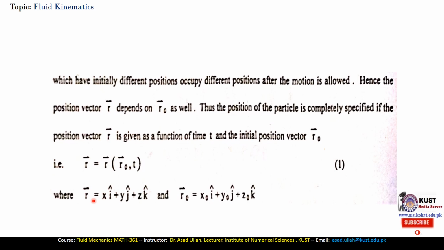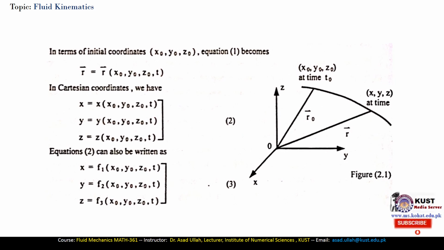r is the position vector, which is given as xi plus yj plus zk. Here i, j and k are the unit vectors along the x-axis, y-axis and z-axis respectively, and r0 is the initial position vector. Now, in terms of initial coordinates x0, y0 and z0, equation 1 can be written as r is a function of x0, y0, z0 and time t. We have just replaced the initial position vector by its components x0, y0 and z0.